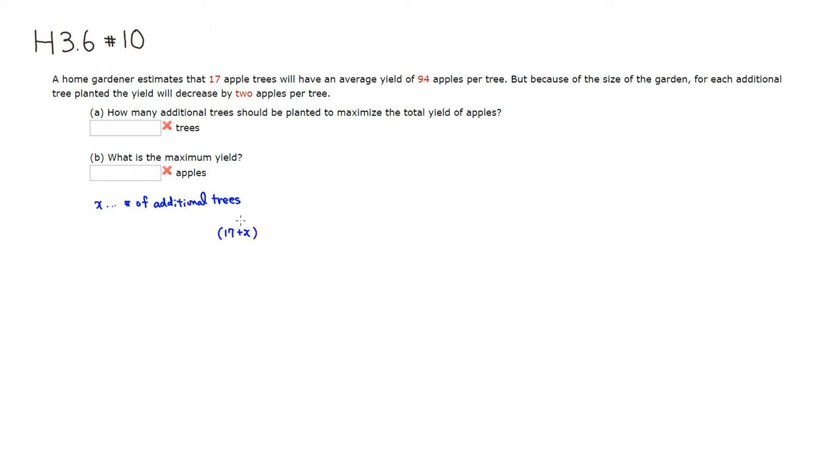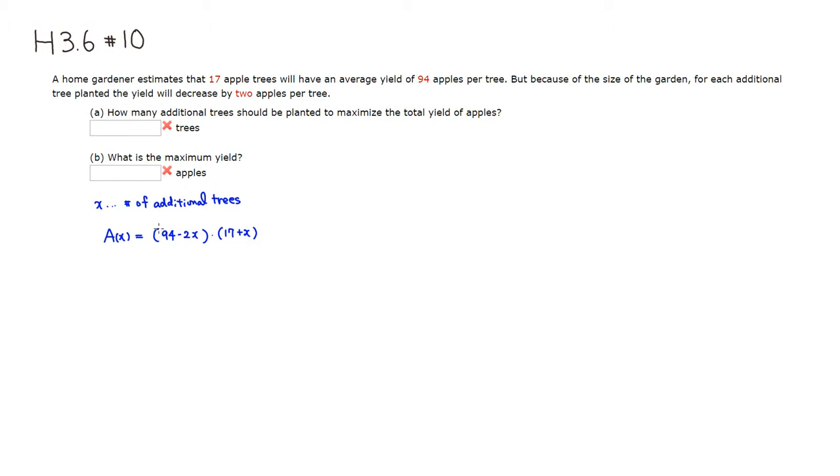If you have x additional trees, then the yield is decreased by 2 for each, so it's going to be 94 minus 2x apples per tree. If you multiply these together, you get the total number of apples. I'm going to call it the apple function, A of x, equal to that product.